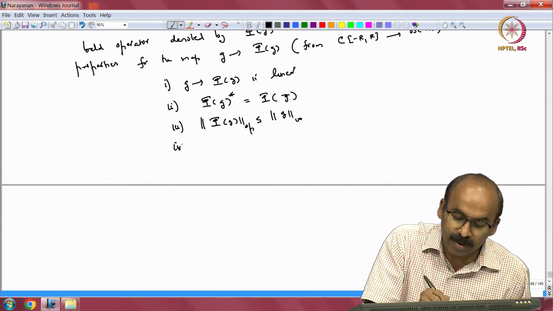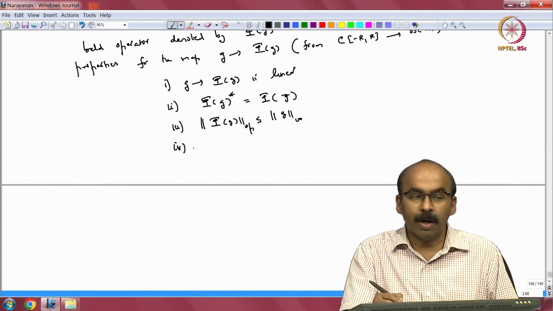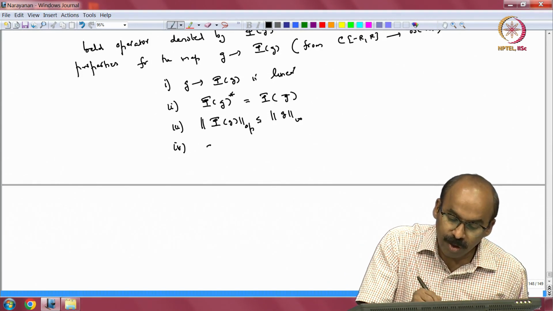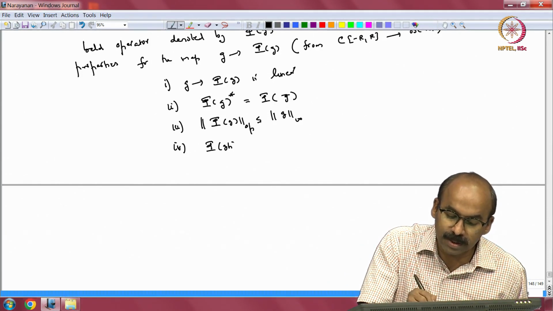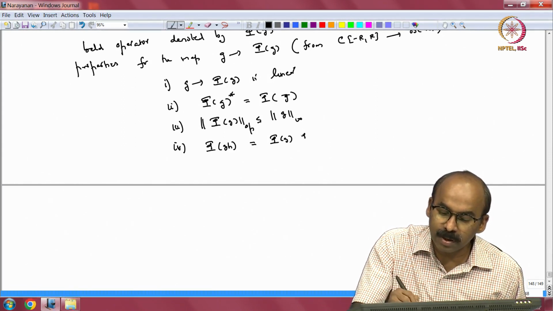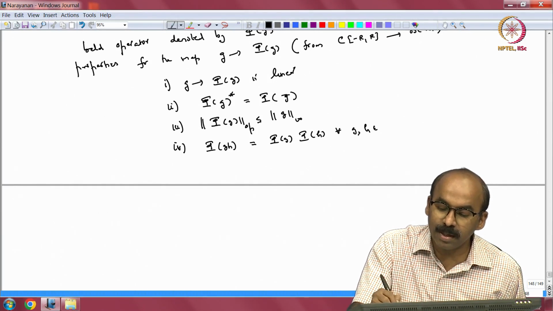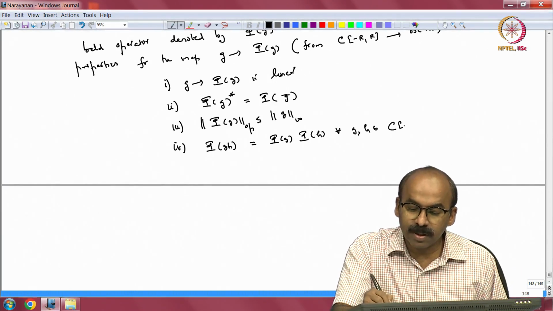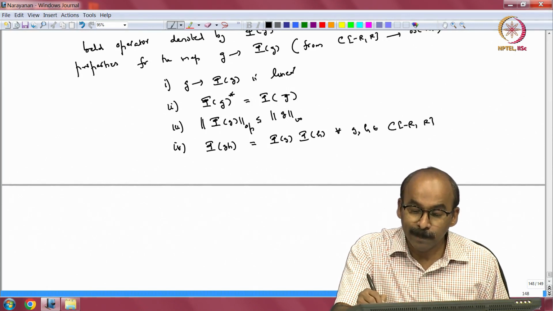And as one would guess, this should be an algebra homomorphism. So, phi of g h is equal to phi of g times phi of h for every g and h in continuous functions on minus r to r.